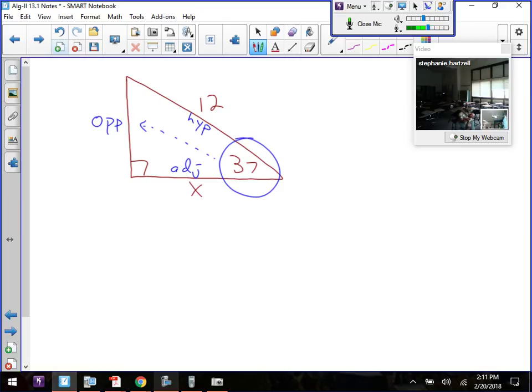What trig function uses adjacent and hypotenuse? Cosine. So we would use cosine in this case. Cosine of 37 is our adjacent over 12.